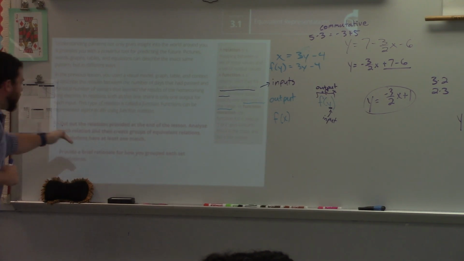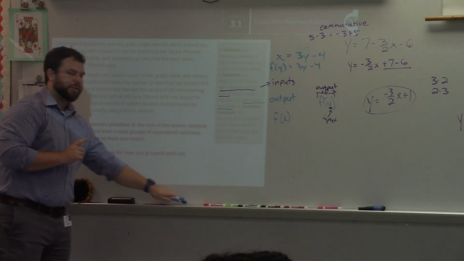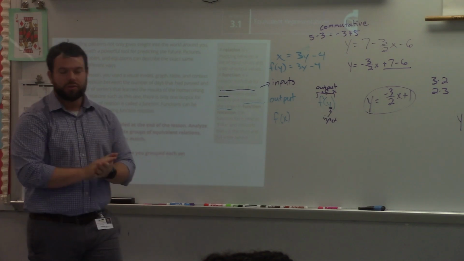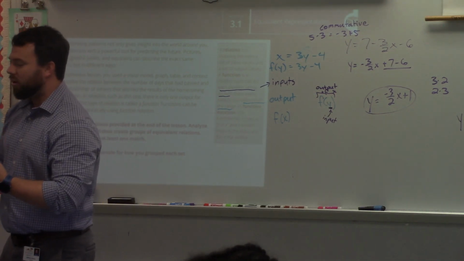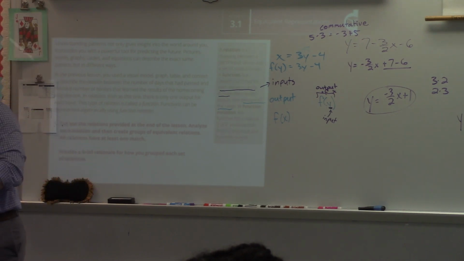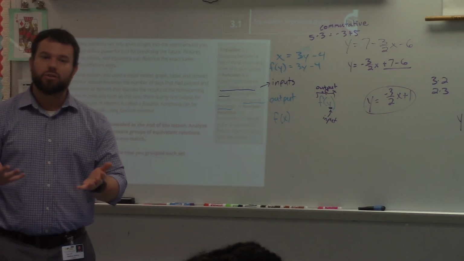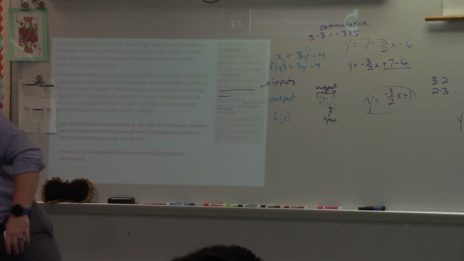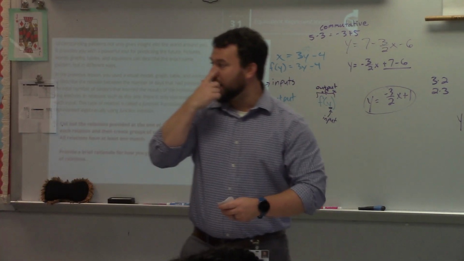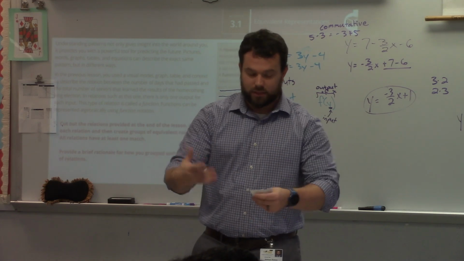So you already have your relations cut out at the end of the lesson. You're going to analyze each relation and then create groups of equivalent relations. All relations have at least one match. When we go to vertical surfaces in a second, you only need one set of cards out because if you use all three, it can get really messy. So you decide whose set of cards you want to use. Can I borrow these, Miles? Thanks.